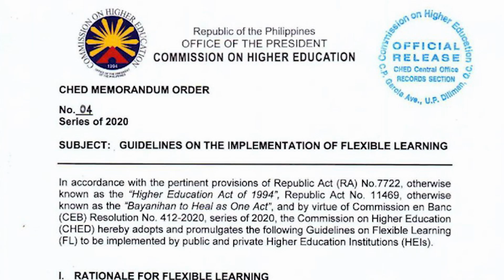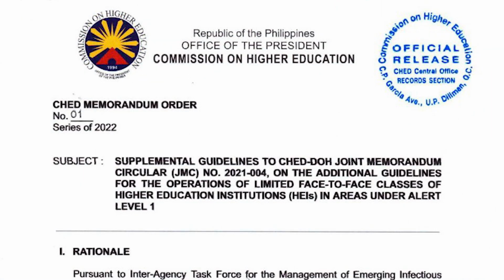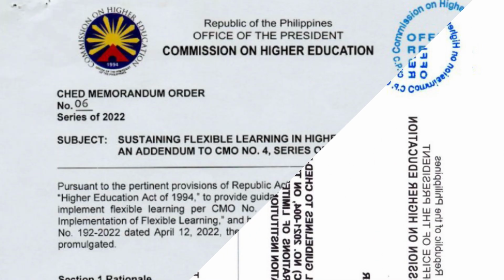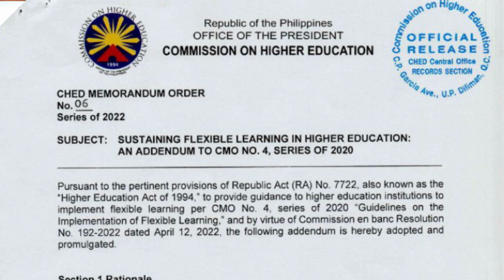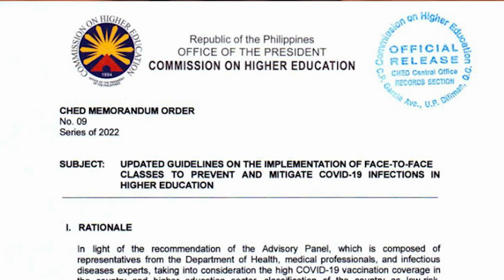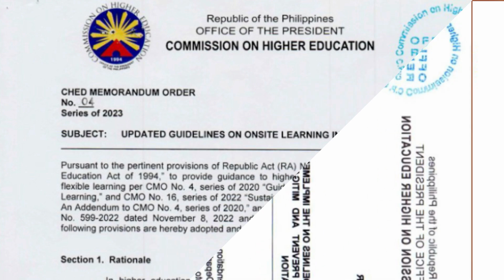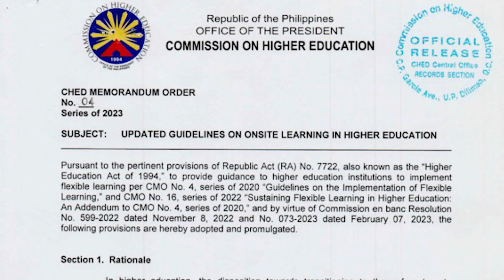Let us take note of the CMO-related guidelines that came out during these times. You have CMO 4, Series 2020, Guidelines on Implementing Flexible Learning. CMO 1, Series 2022, Resumption of Face-to-Face Classes. CMO 6, Series 2022, Sustaining Flexible Learning. CMO 9, Series 2022, Updated Guidelines on the Implementation of Face-to-Face Classes. CMO 4, Series 2023, Updated Guidelines on On-Site Learning in Higher Education. And you can access all these online.